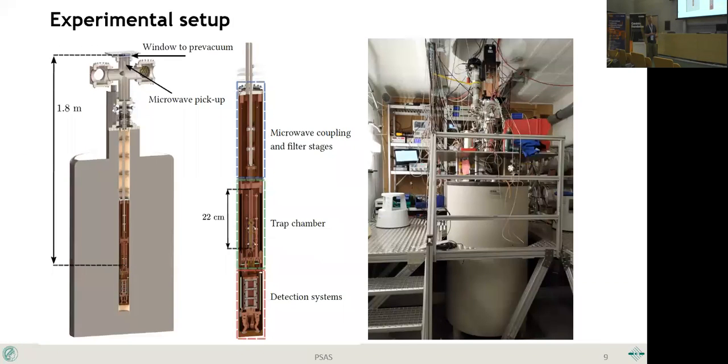Okay, here you can see our setup on the right. You can see some messy cabling and how it's inserted into our cold bore magnet.